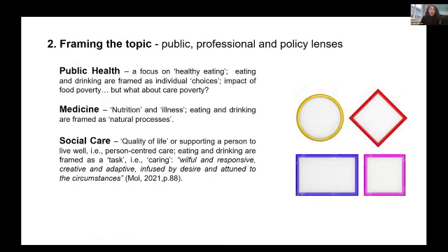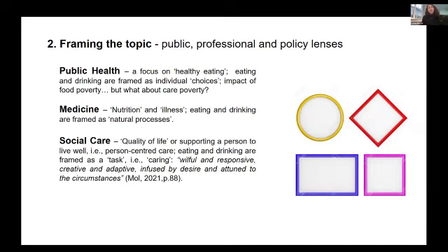The other lens that we found is that of medicine, the medical lens that we have talked about earlier. So thinking about food and drink and needs through the lens of nutrition, hydration and illness. And this is understood as natural processes. So the quality of life language and lens is not necessarily at play here.